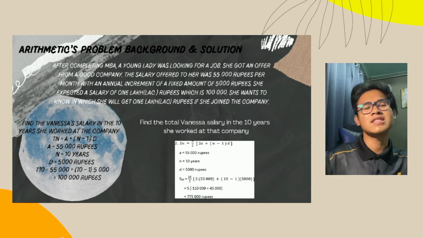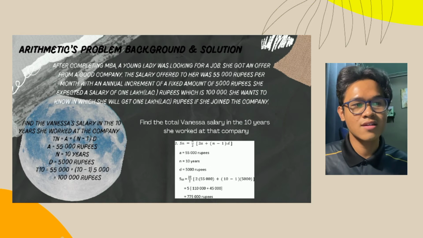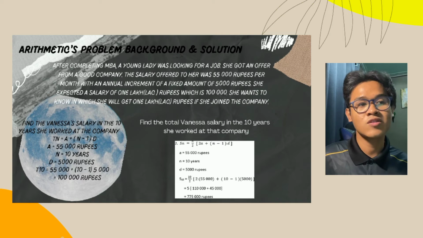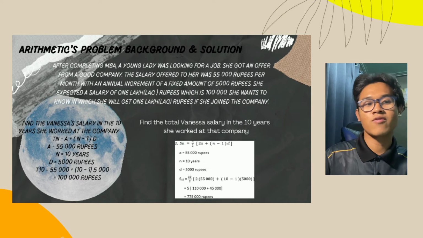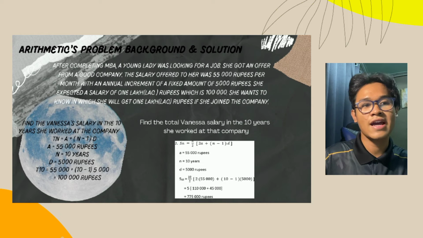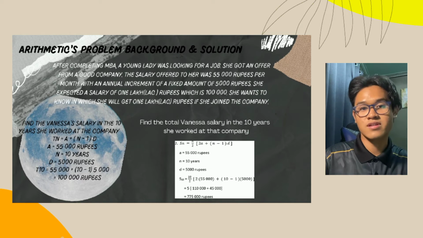So the solution of question 2 is S10 equal to 10 over 2 bracket 2 times 55,000 plus 10 minus 1 times 500. So 10 over 2 equal to 5 times 11,000 plus 55,000. So the answer is 775,000.